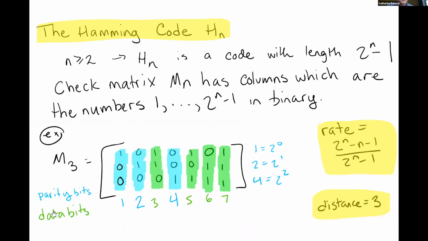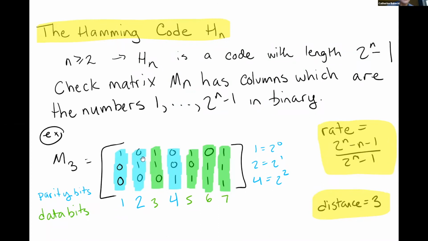And the columns corresponding to the powers of 2 are called parity bits, and all of the other columns represent data bits, which I've color-coded here for you.